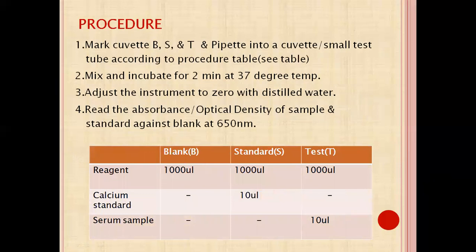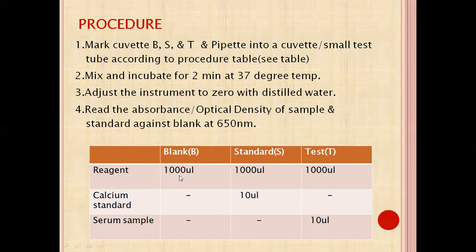Now the procedure. As you already know from the estimation practicals of other parameters like glucose, urea, creatinine, you have to take three cuvettes and mark them as B, S and T: B for blank, S for standard and T for test. Pipette into the cuvettes according to the procedure table. Now we will see the table, how to proceed for this estimation of blank, standard and test.